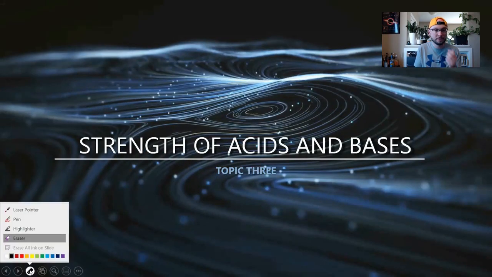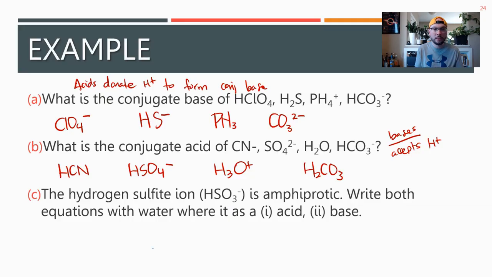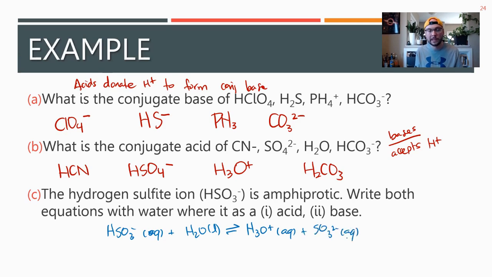So we should recognize that when it acts as an acid, we're going to take our HSO3- aqueous, and we're going to combine it with water, H2O liquid. If it's acting as an acid, it's going to donate away. So this becomes H3O+ aqueous and SO3 2- aqueous. Okay, so it donates it away. It doesn't matter the order that we put this in. H3O+ could come second, or SO3 2- could come first. It doesn't make any difference for us.